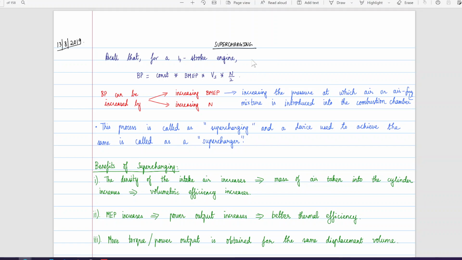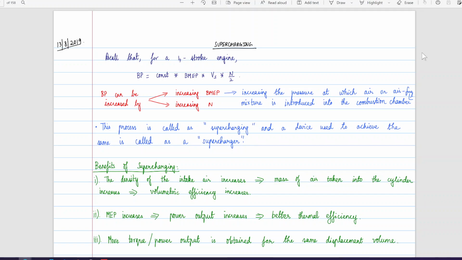So during the engine performance, we looked at something called brake power. Brake power is the power you get at the end of your wheels. It is defined as some constant into BMEP into Vs into N by 2. So this brake power can be increased in two ways. First is by increasing BMEP, that is increasing the pressure at which air or air fuel mixture is introduced into the combustion chamber, and second is by increasing N.